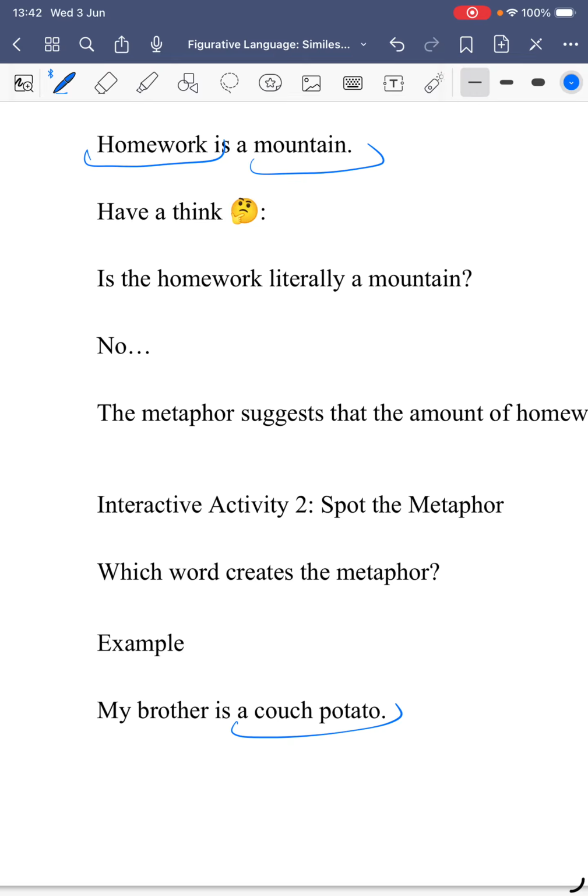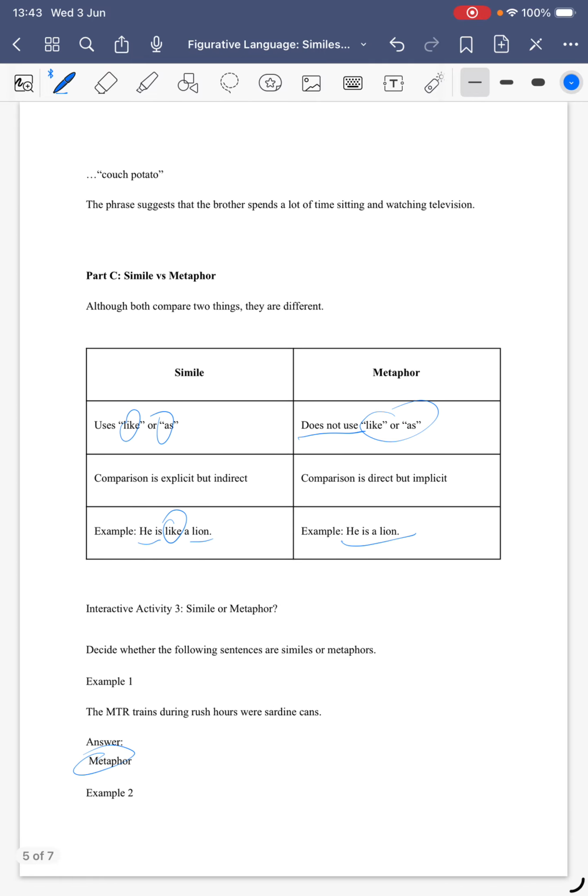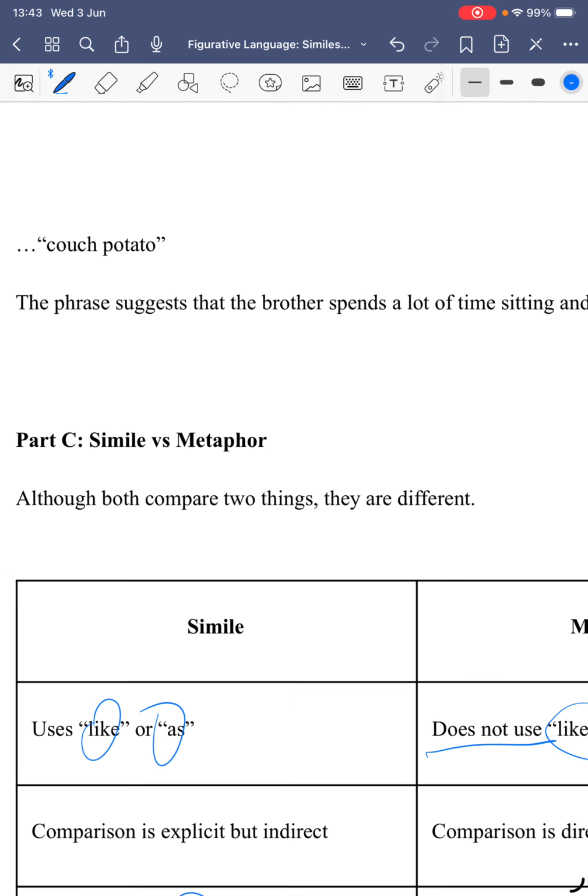The answer, I would say, is pretty obvious. We have the subject, my brother, and the object, a couch potato. We usually use the idiom couch potato to describe that a person is lazy, because when we're sitting on a couch, we seem to be lazy, right? So we're trying to express that my brother is lazy in the sentence by borrowing the idea of couch potato.